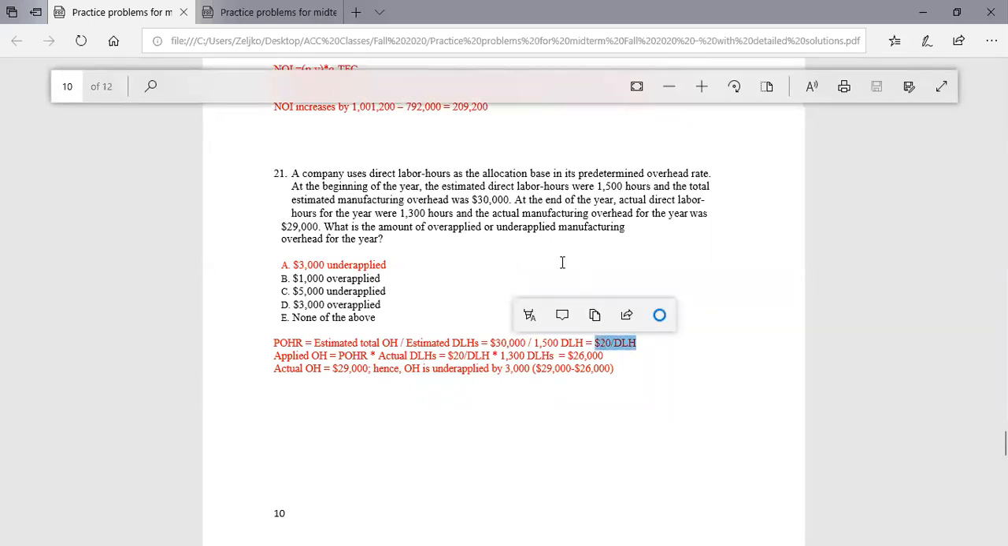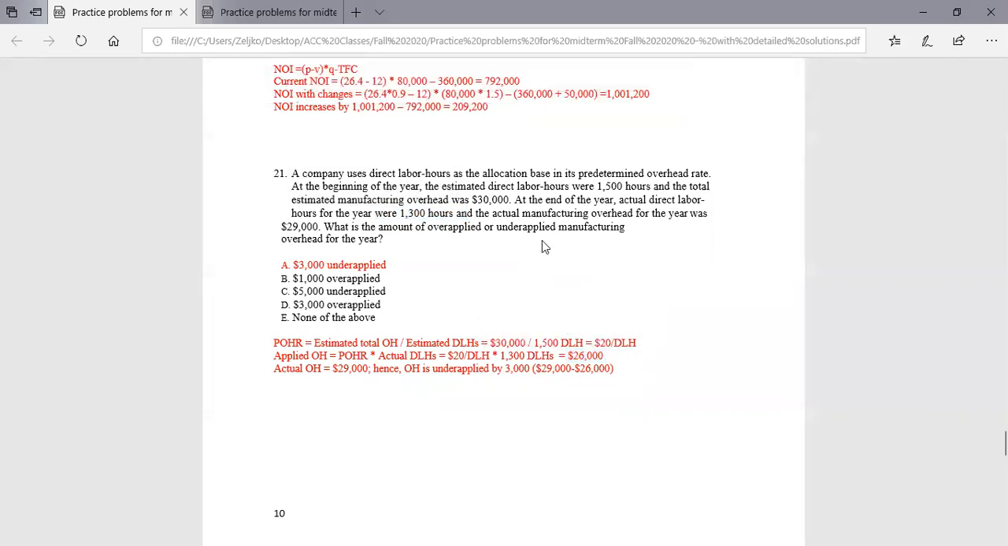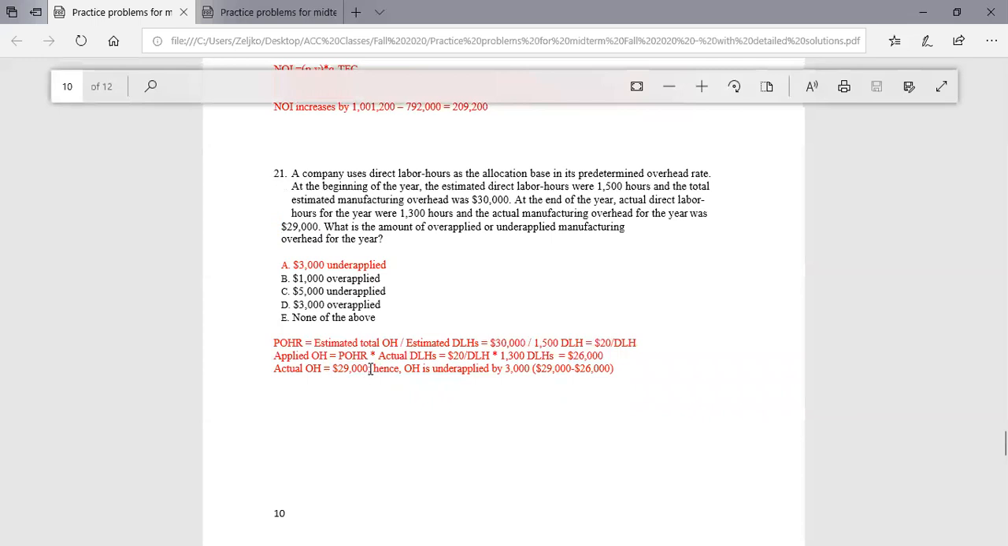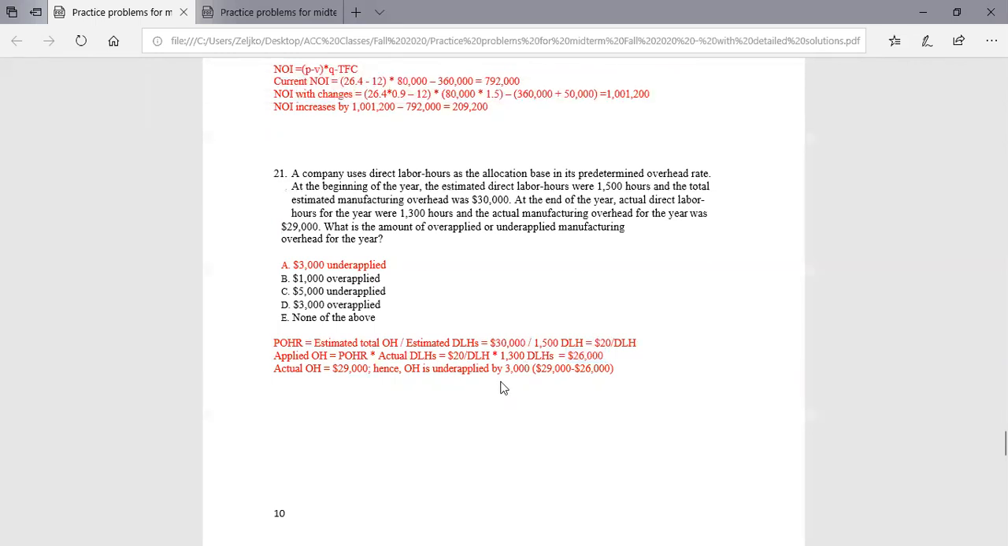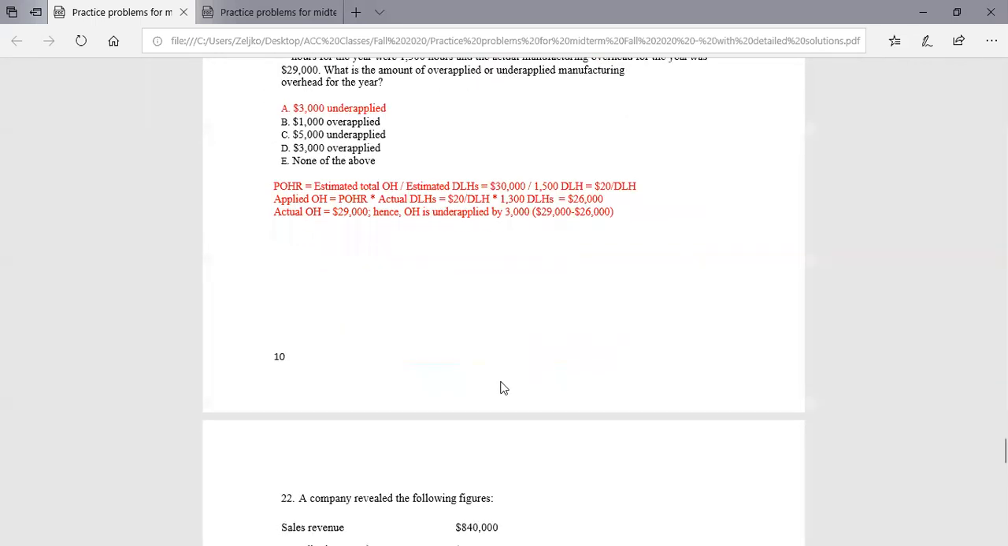Now, what else do we need? We need actual hours, which are 1,300. We will multiply these 20 by 1,300. That will give us $26,000. So this would be another free question, very basic question. And the actual manufacturing overhead for the year was 29,000. So 26,000 applied, actual 29,000, under-applied by 3,000, right? We did not apply enough. We actually spent 29,000, but we only applied 26,000. Very basic concept from chapter 2.